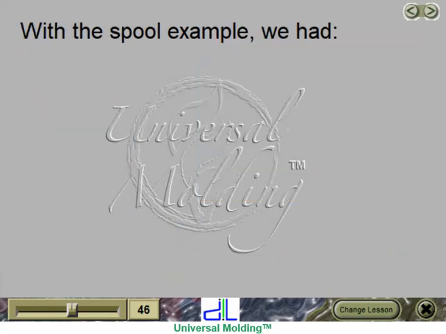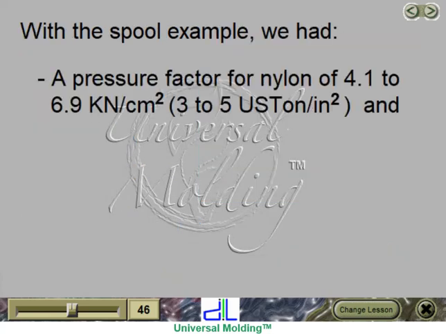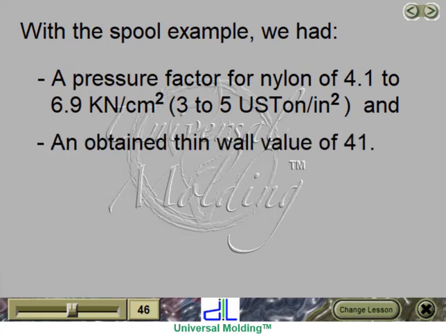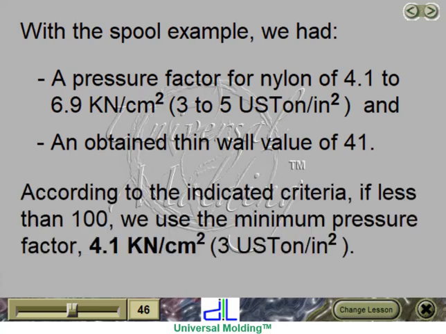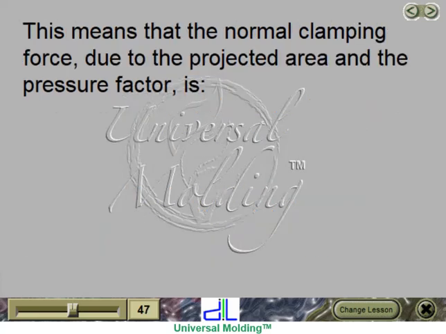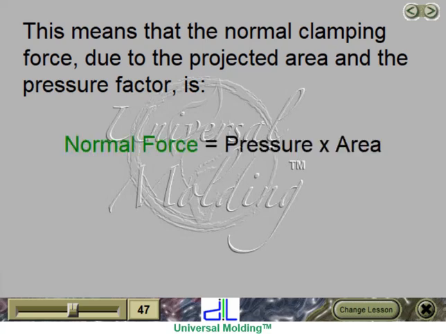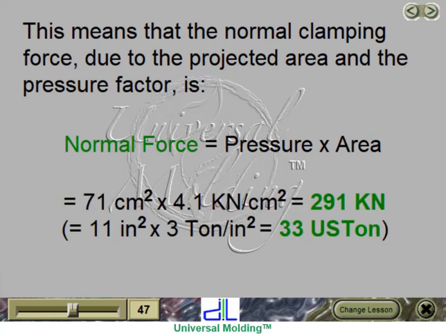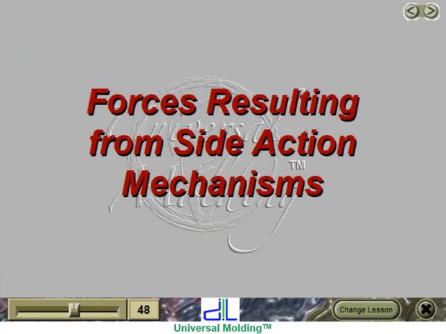With the spool example, we had a pressure factor for nylon of 4.1 to 6.9 kilonewtons per square centimeter, or 3 to 5 U.S. tons per square inch, and an obtained thin wall value of 41. According to the indicated criteria, if less than 100, we use the minimum pressure factor, 4.1 kilonewtons per square centimeter, or 3 U.S. tons per square inch. This means that the normal clamping force, due to the projected area and the pressure factor, is normal force equals pressure times area. In this case, this equals 291 kilonewtons, or 33 U.S. tons.